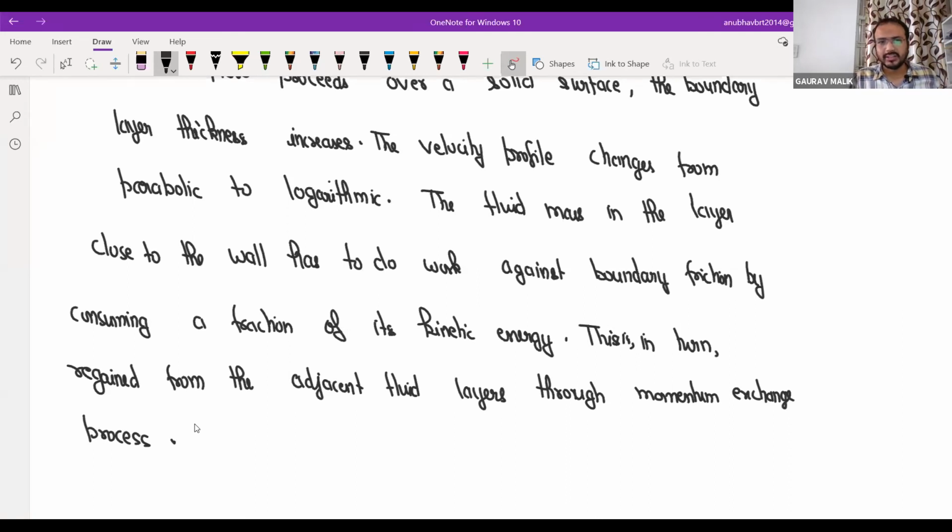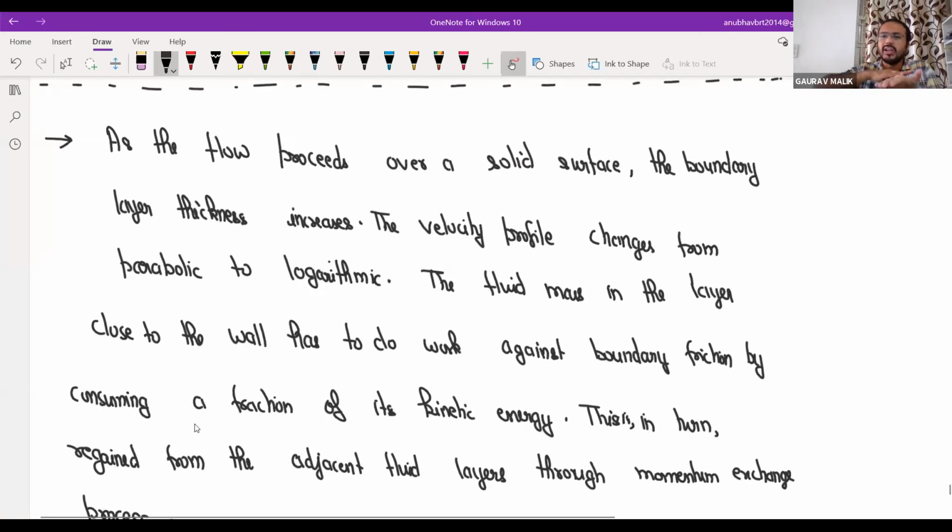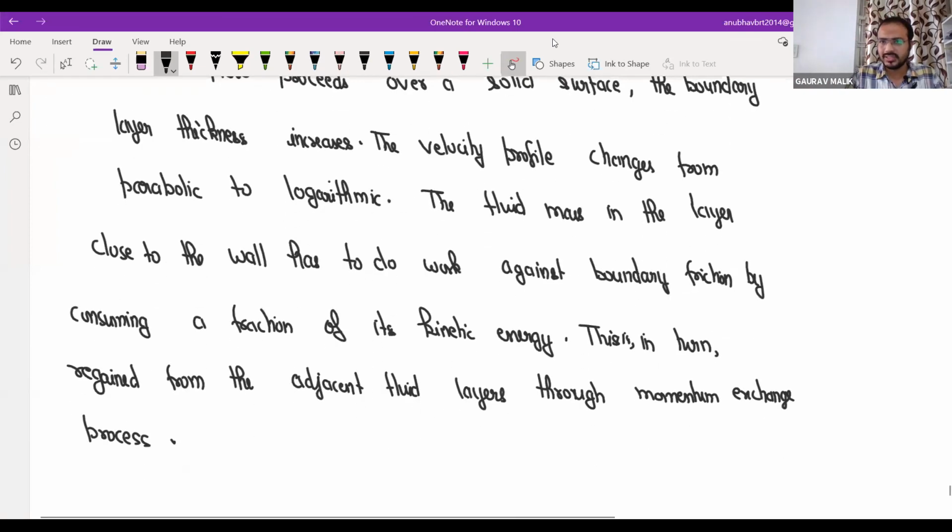I hope up to this point there is no doubt. As the flow proceeds over a solid surface, the boundary layer thickness increases and the velocity profile changes from parabolic to logarithmic, or we can say from laminar to turbulent. The fluid mass in the layer close to the wall has to do work against boundary friction, and it consumes a fraction of its kinetic energy, and it regains this energy from the adjacent fluid layers through the momentum exchange process. Is it clear up to this point? Very good.